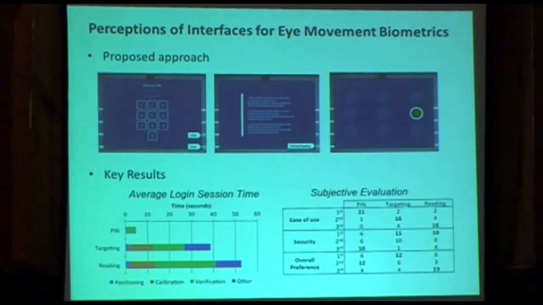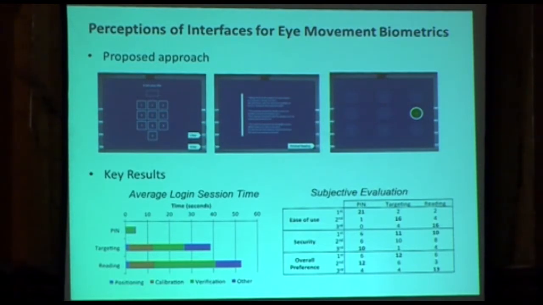So the first scenario was the baseline where the user had to enter a 4-digit PIN number to enter the system. And the system was simulated on the computer, so the entry was conducted by clicking a mouse. Scenarios number 2 and number 3 were done with actual eye movement-based entry. In the second scenario, a user had to read a piece of text to enter the system, and in the third one, the user selects a sequence of targets with eye movements to enter the system.